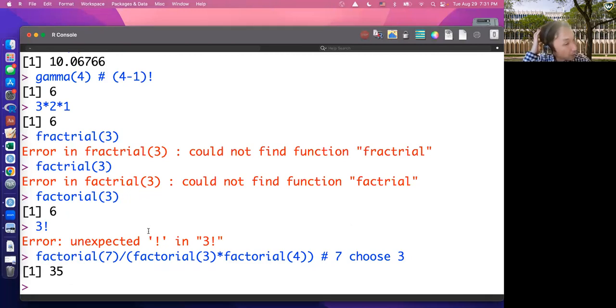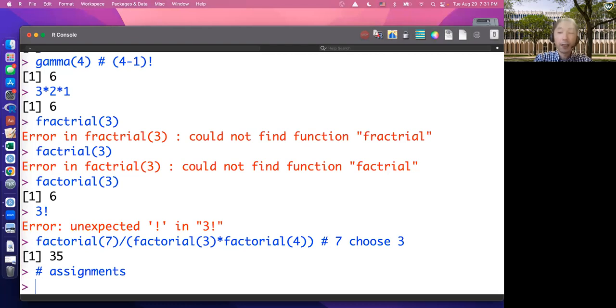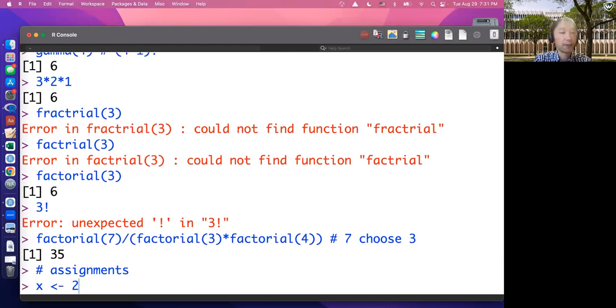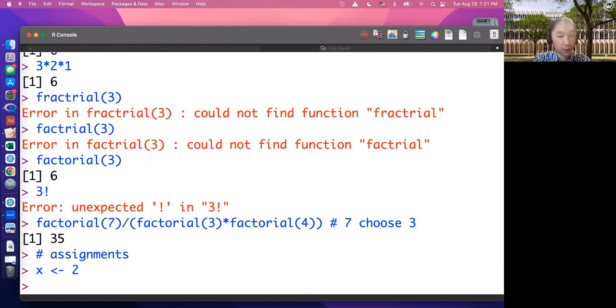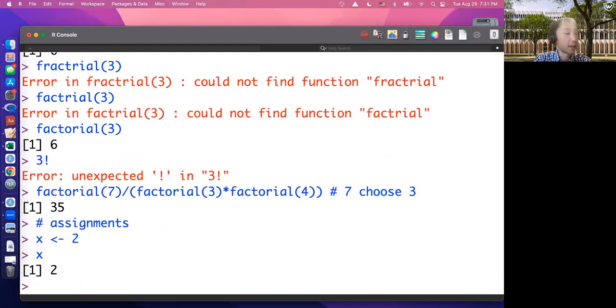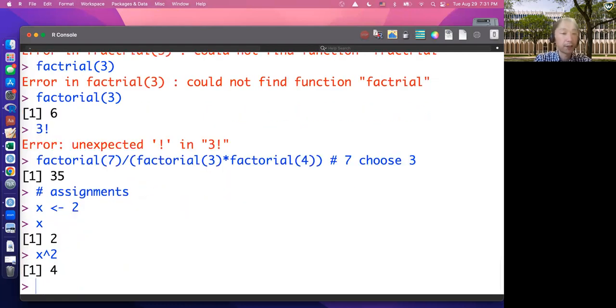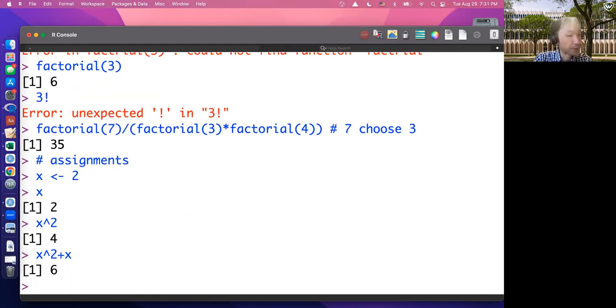Okay, so far we only calculated what we can do in a scientific calculator, but from now on we can do some more complicated things. So at first, assignments. You want to define many other values, and you can assign, for example, x equal to 2. After that, if you type x, then R returns 2. For example, x squared, then R returns 4. Maybe x squared plus x, that's 6, and so on.